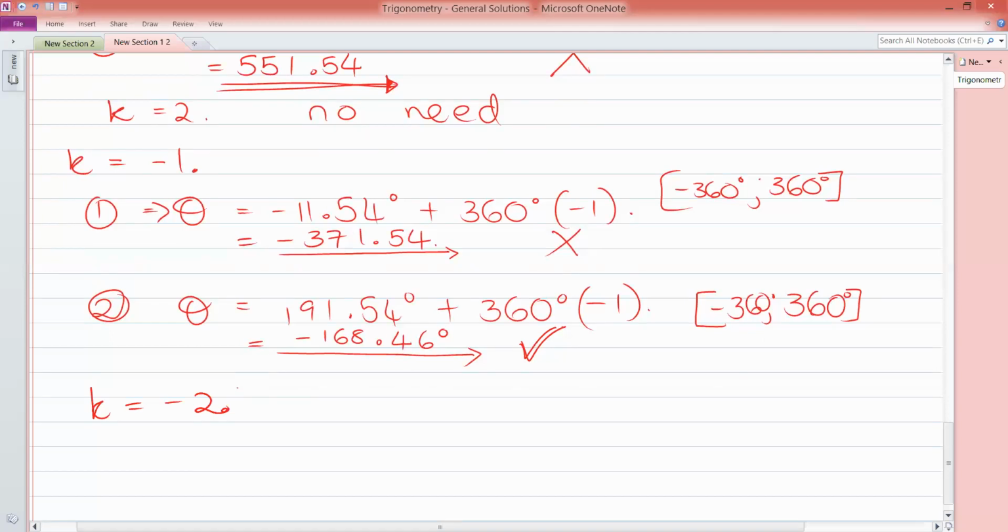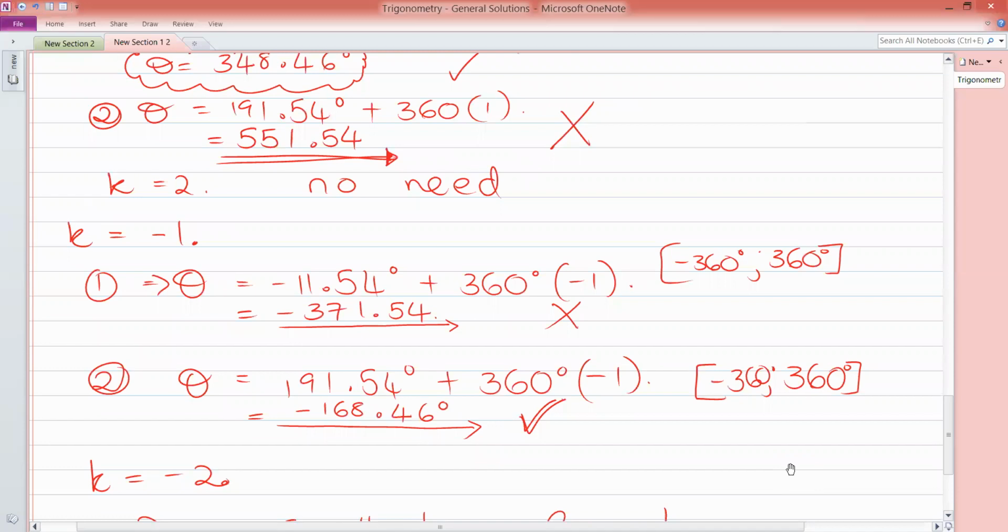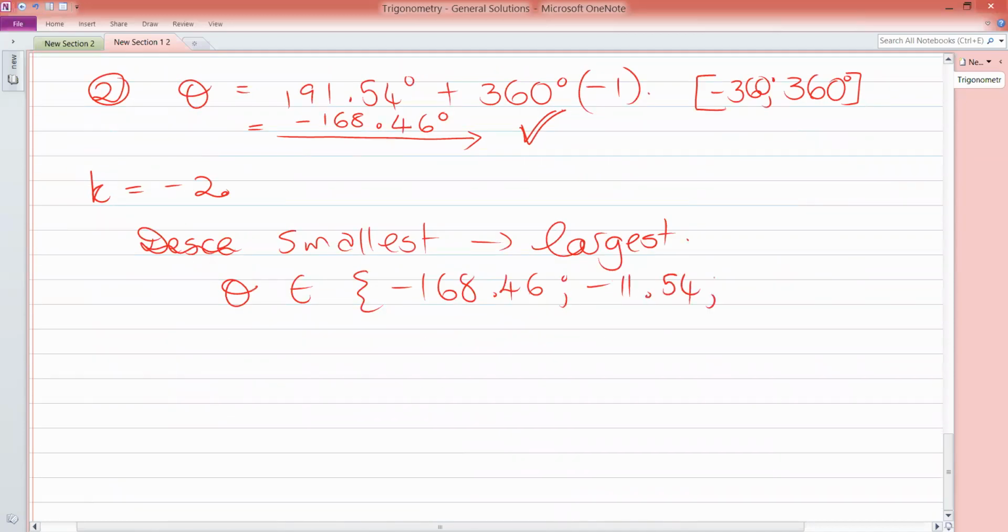All right, good. So now when I'm listing all my solutions, I'm going to go from the smallest to largest. So the thetas that I'm using: negative 168.46, then we had negative 11.54, then we had 191.54 and 348.46 degrees. Don't forget to add your degrees there. So those are our 1, 2, 3, 4 solutions.